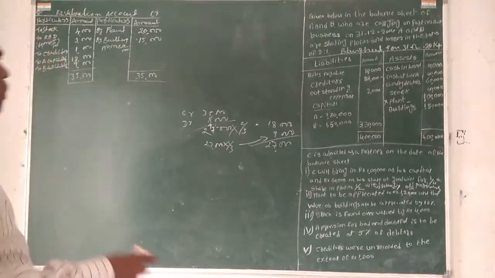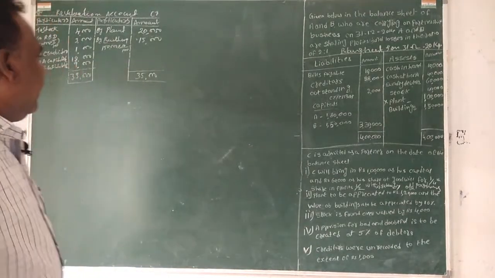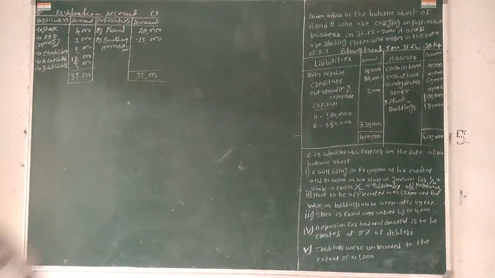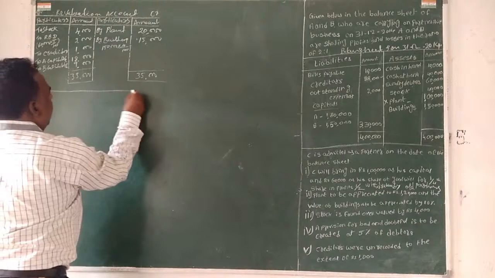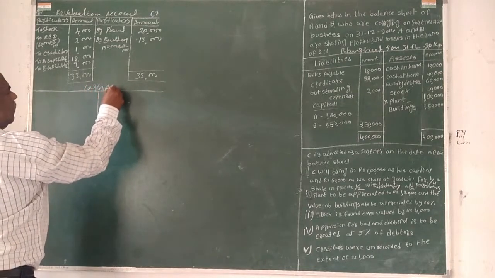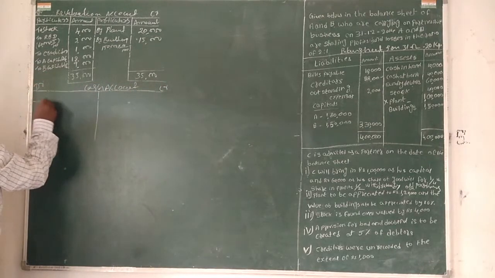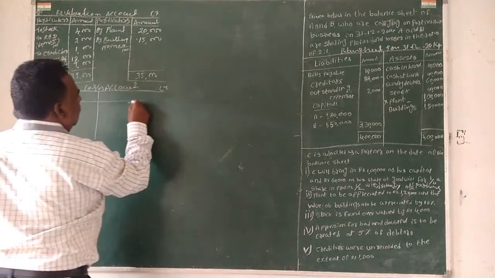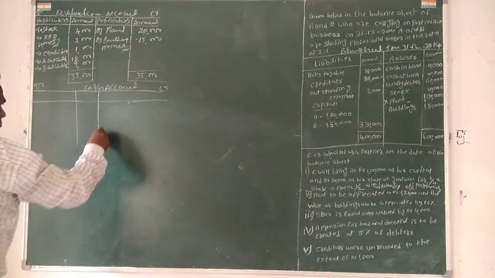Cash account, particulars, amount. So cash in hand according to the balance sheet book value, cash in hand 10,000. To balance brought down, 10,000.